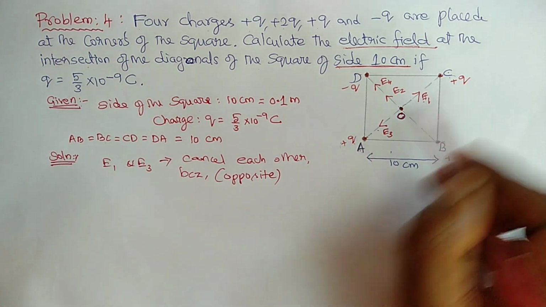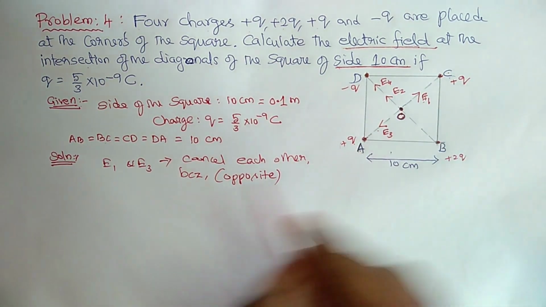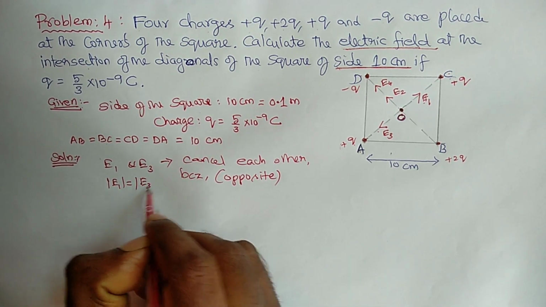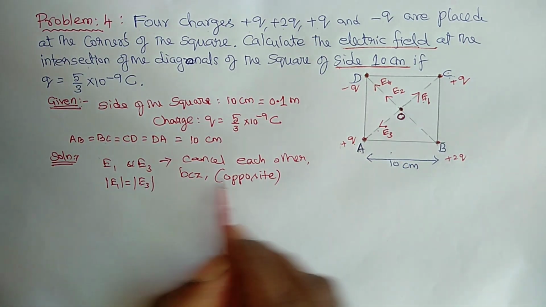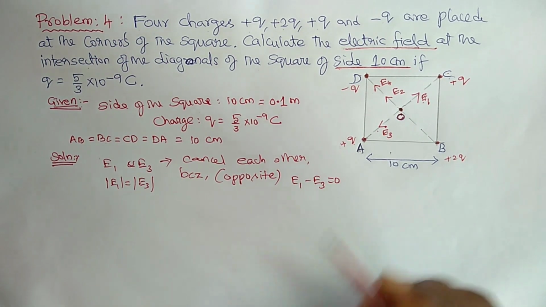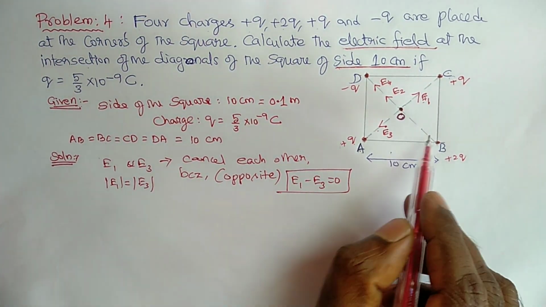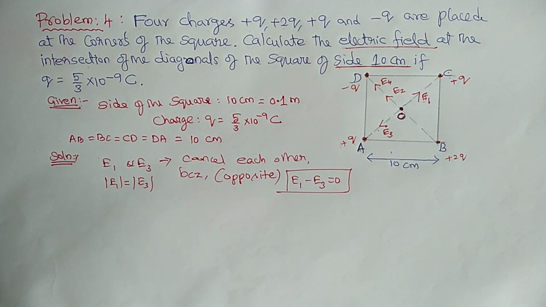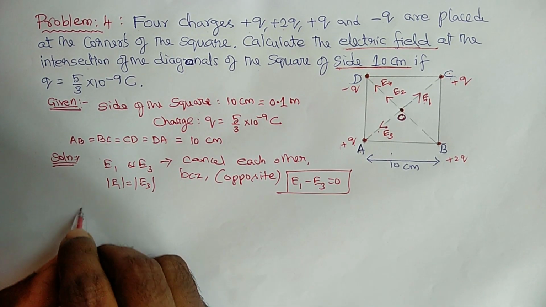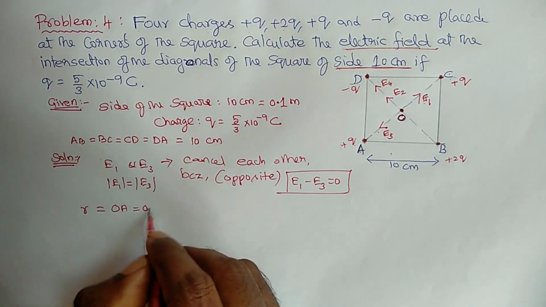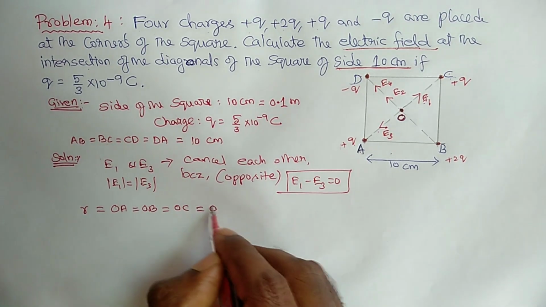The magnitude of charge is equal, plus Q. So the magnitudes of E1 and E3 are also equal, but the directions are opposite, so they cancel each other. So E1 minus E3 is equal to 0. But E2 and E4 are lying in the same direction, so we are going to calculate the net field at O. Before that, you will calculate the value of R. So R means OA, or OB, or OC, which is equal to OD.